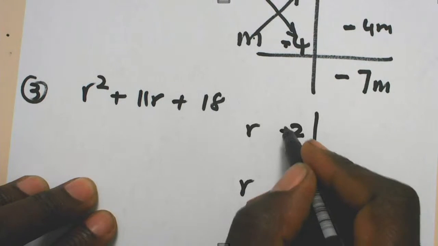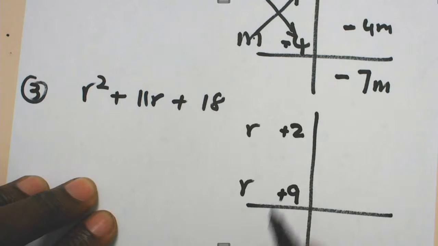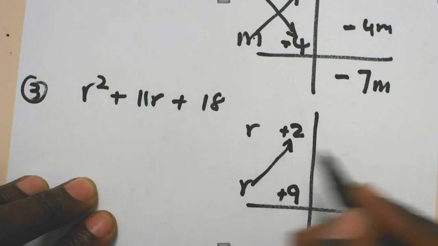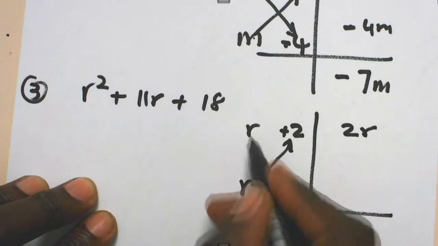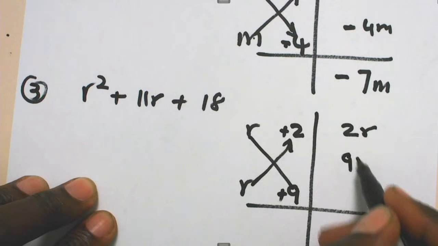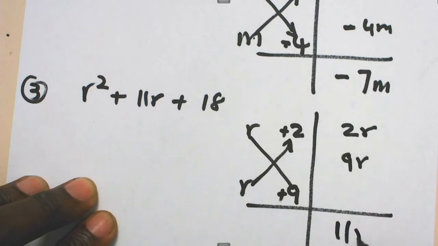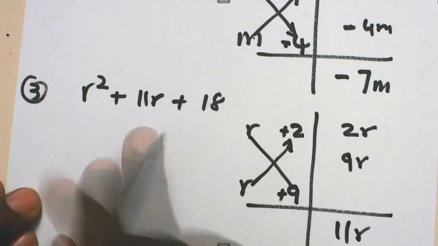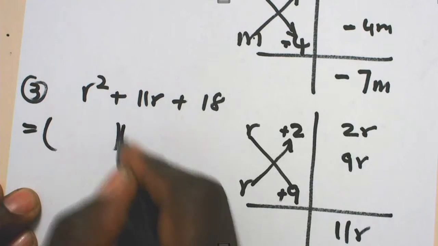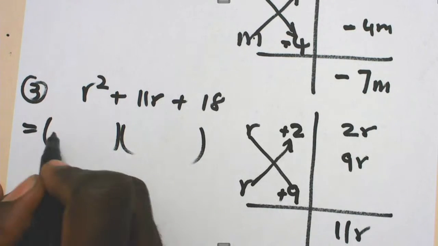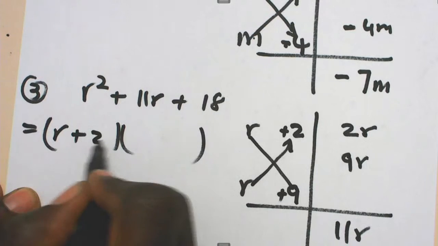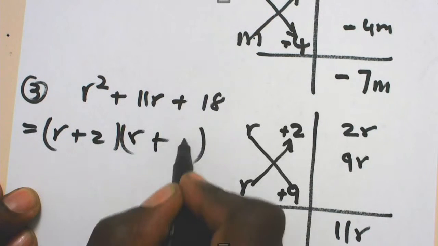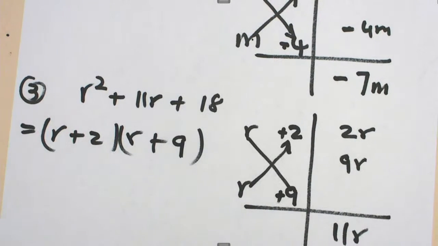And it's plus, and it's plus. When you multiply this one, you get 2r. When you multiply this one, you get 9r. When you add, it's 11r. So we have the middle term. Therefore, the factors are r plus 2, r plus 9. That was the homework that I gave you to finish today.